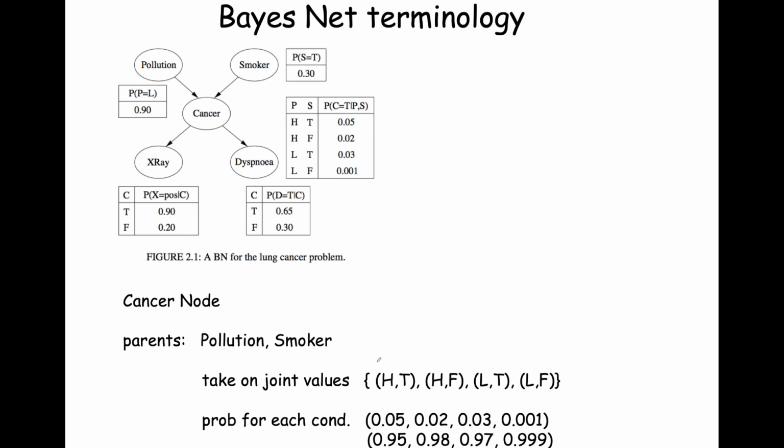Okay. And so for the cancer node, its parents are smoker and pollution. It takes on joint values: high and true, high and false, low and true, low and false. The first position is for pollution. The second position is for smoking status, true or false. And so for this, we have the following values. For the first instantiation, we got 0.05, then 0.02, then 0.03, then 0.001. And then for the probability cancer equals false, it's just 1 minus that. So that's 0.95, 0.98, 0.97, and 0.999.